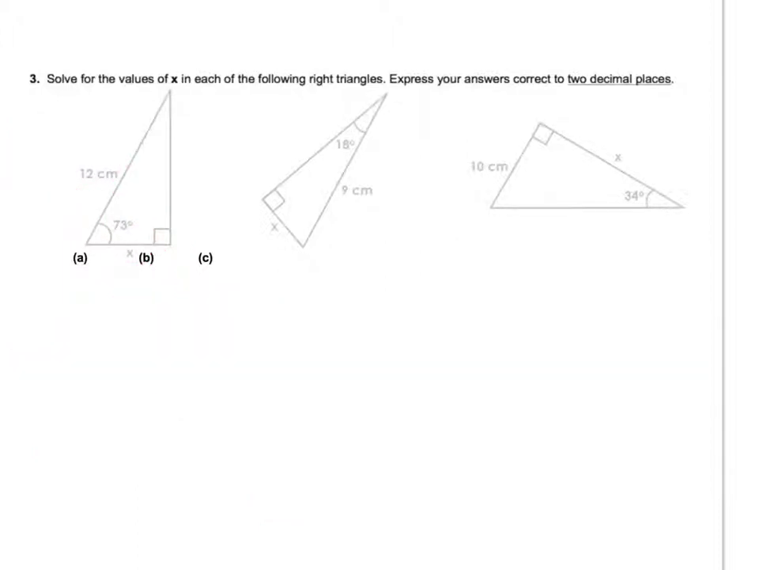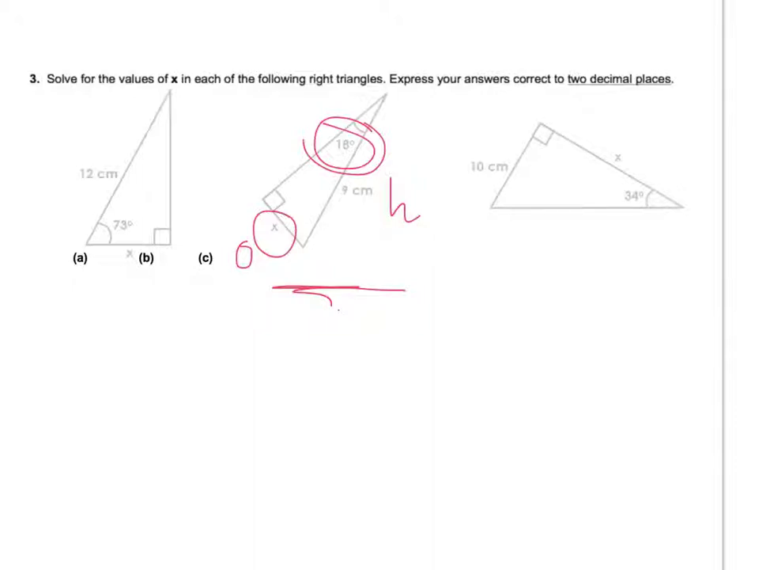Now letter B, the second one. So this one. Always refer to the angle. Find the angle first. So the angle is 18. What do you call the side x? Opposite. What about the 9? Hypotenuse.